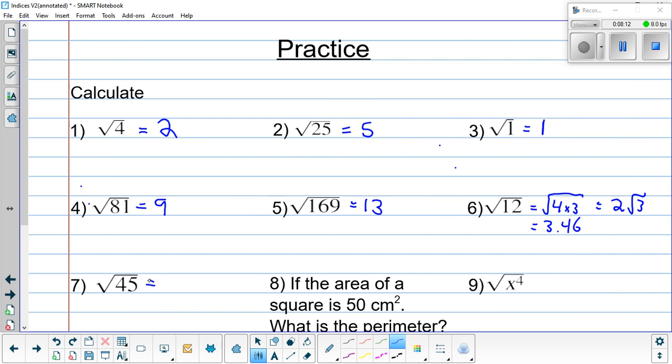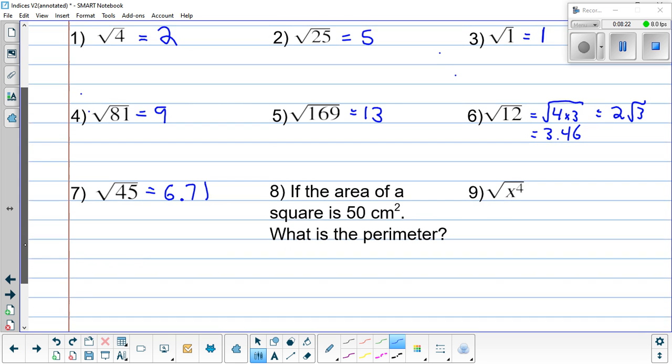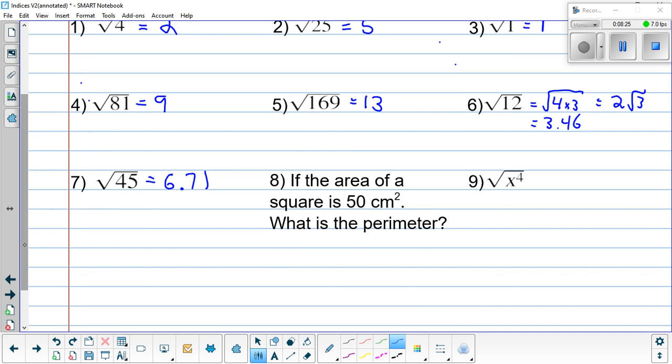Square root of 45, once again, you can't really do that, so square root of 45 is 6.71. And you see where you actually need a calculator with some of these, right? I will show you a method at some point when we do estimating that works out very well with, I'd say, 0.01 degree of accuracy.